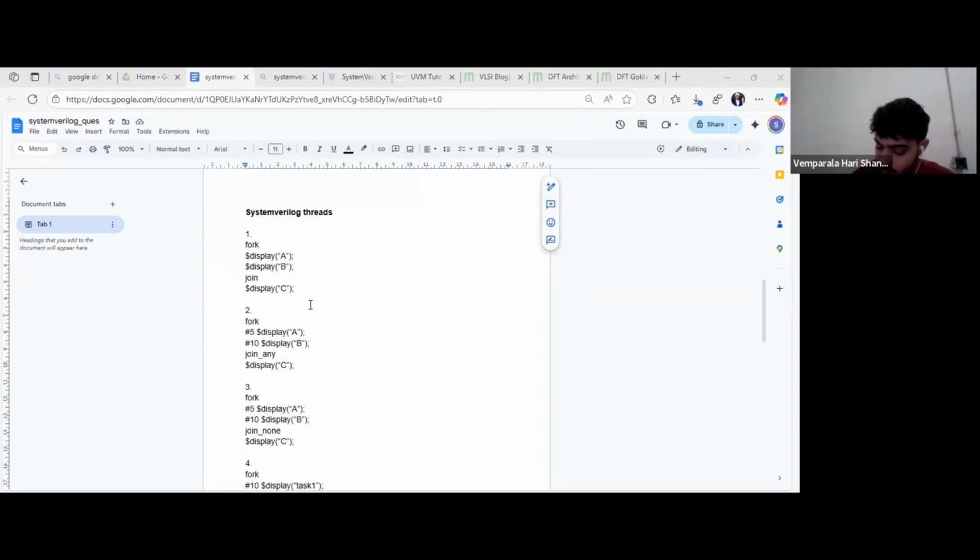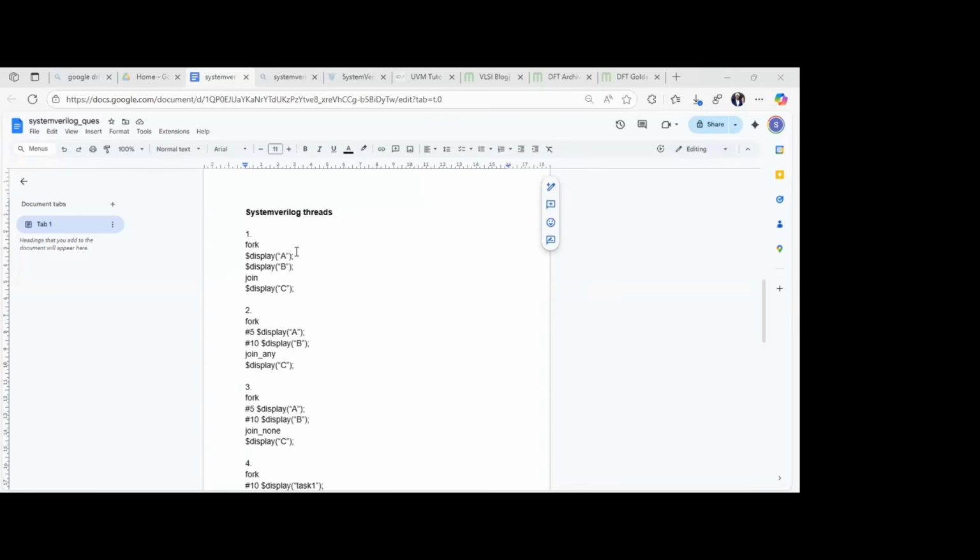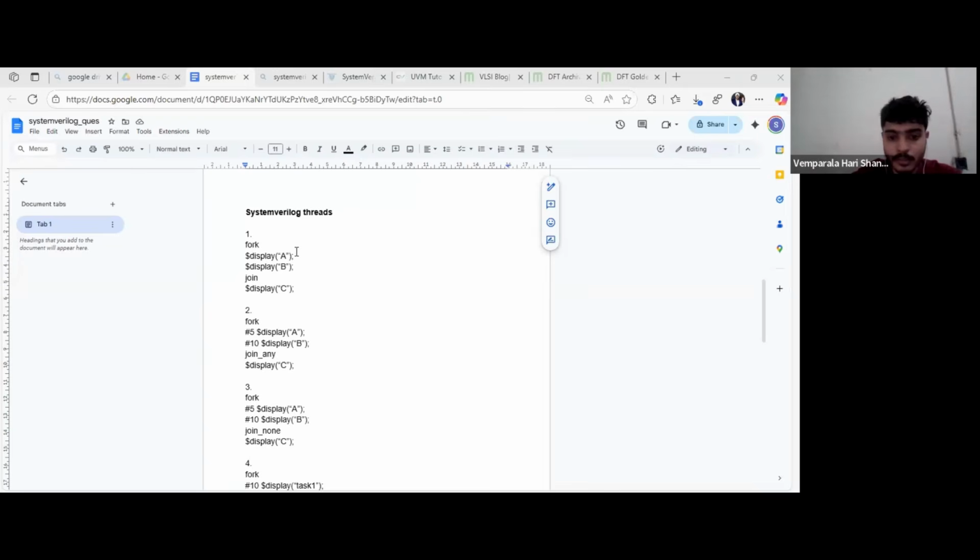Can you please tell me the output of this? Yes. For the first one, the a value will be displayed at that time, a will be displayed, b will be displayed.